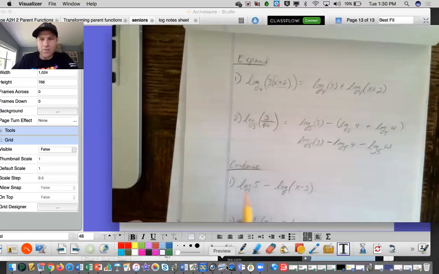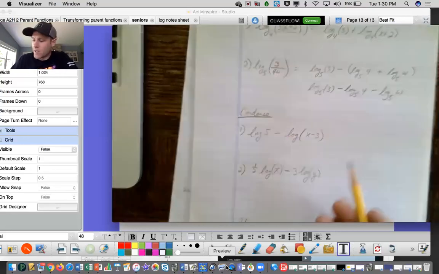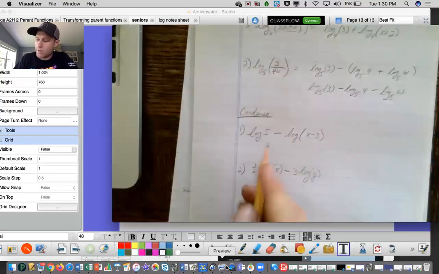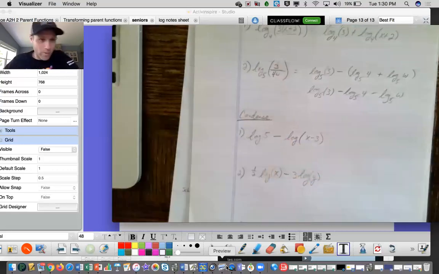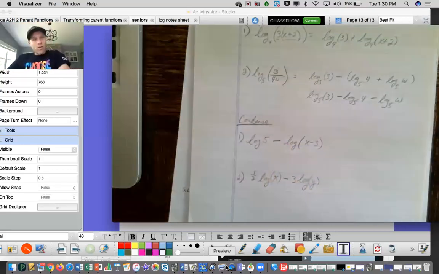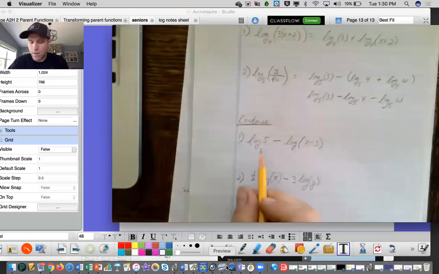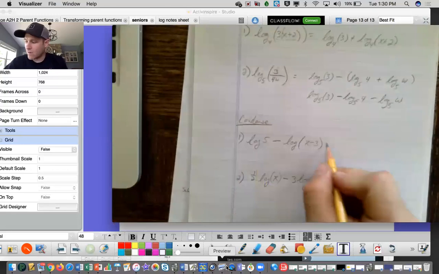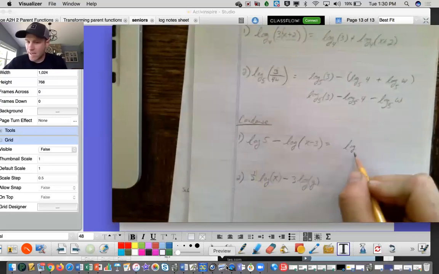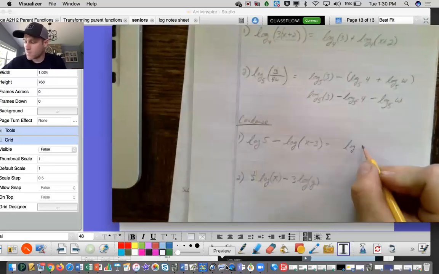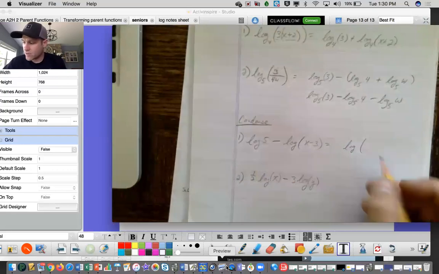So let's go the opposite direction now. Let's condense. I see that we have two things here. We have subtraction in between. And what we're going to do is turn it into one condensed log. They're both common logs, so I'm going to have one log, base 10, which we don't really have to write here. Subtraction turns into division, so I'm going to put the bar in.